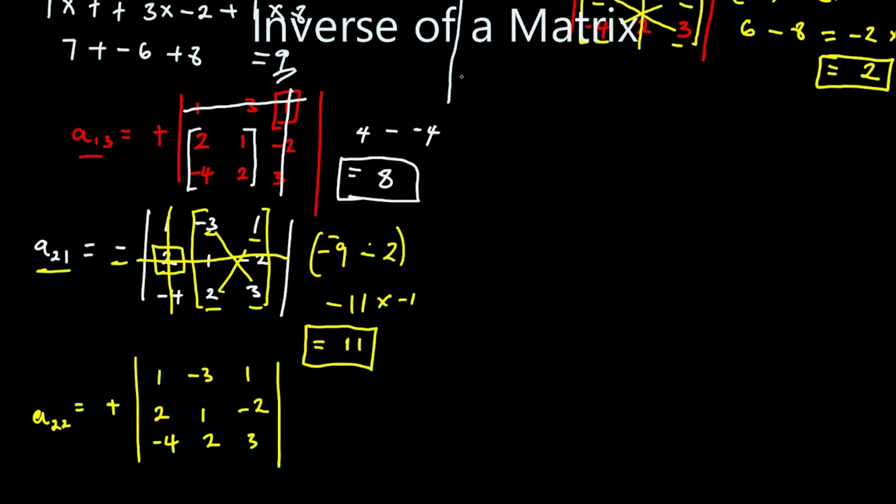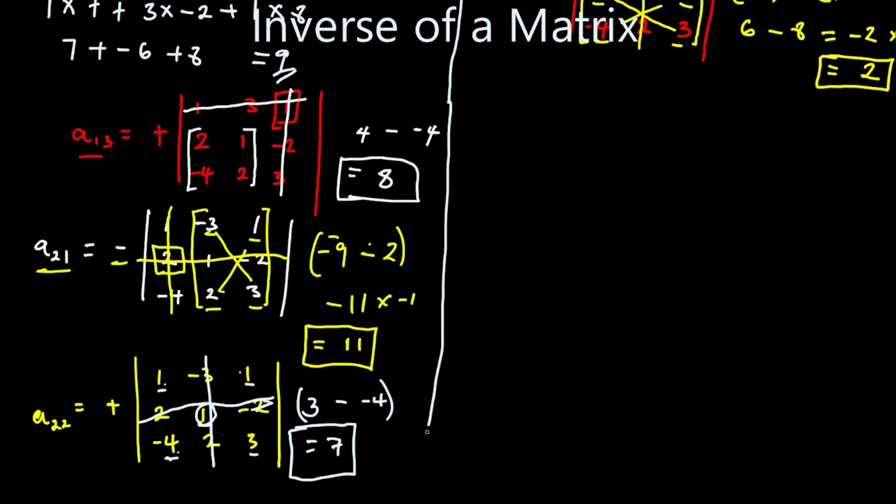Again, we close the row and the column that contains the element in A22, which is this one here. So the row and the column, you close it down. Then you remain with 1, 1, minus 4, and 3. So we multiply the diagonals. 1 times 3 is 3, minus 4 times 1 is minus 4. So we have 3 minus 4, which will give us a minus 1. And when you multiply it by a plus, it will remain as it is. So that is the element in A22.